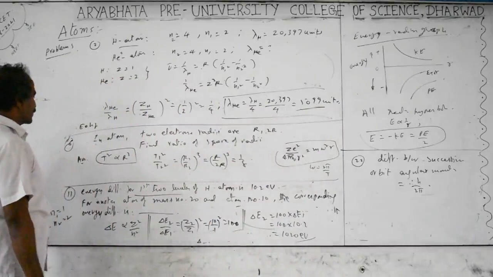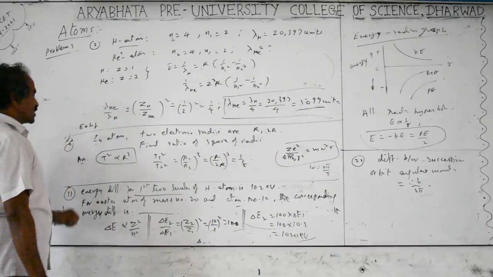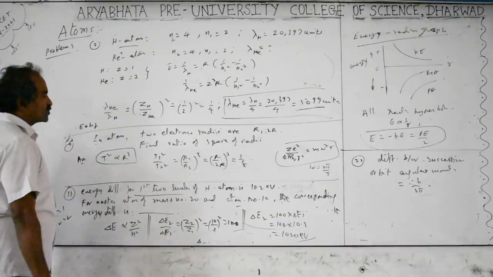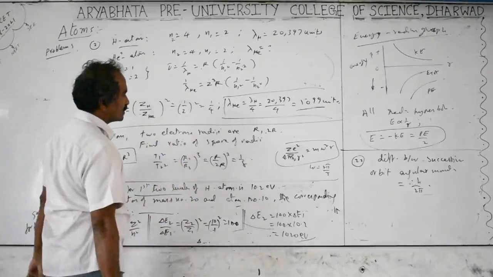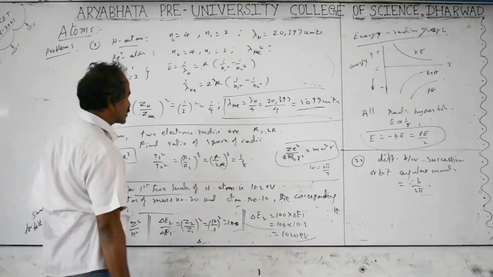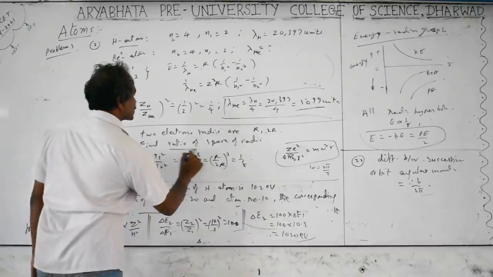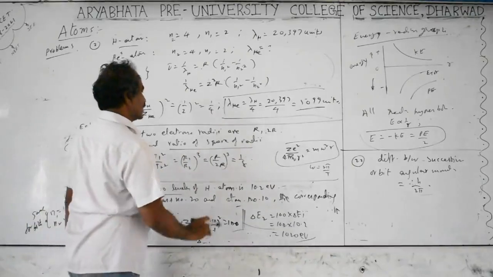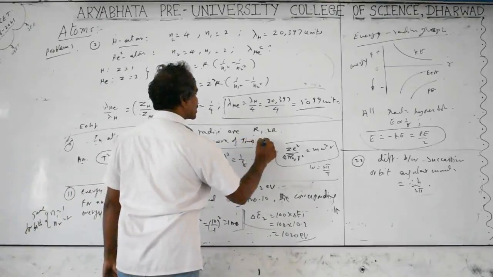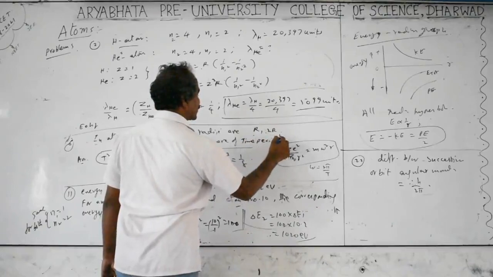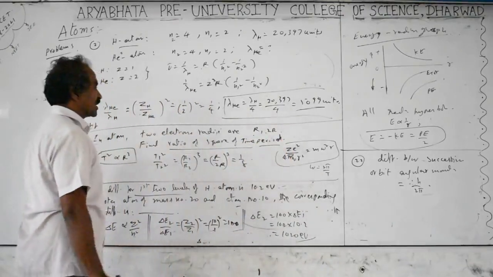Next, question number 6. In a given atom, 2 electrons are present and they are revolving around the nucleus in different orbits, R and 2R. R1 is R, R2 is 2R. What is the ratio of the square of the time periods? Or simply, sometimes they call it the square of the periods. Square of the period means you have to take the time period only.